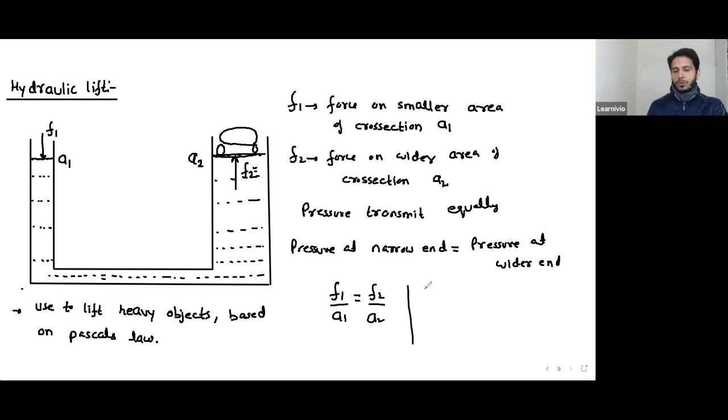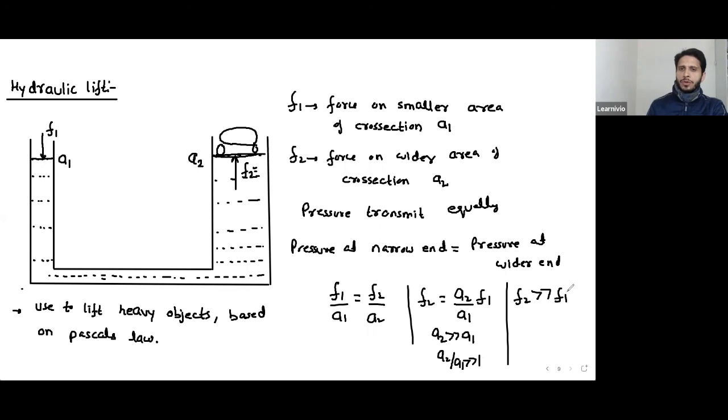If you want to calculate F2, then you can simply cross multiply here. So F2 is A2 by A1 into F1. Now, since A2 is very much greater than A1, A2 by A1 is very much greater than 1. You're multiplying F1 with something which is much greater than 1. That simply means that F2 is much greater than F1. This is how a hydraulic lift works. We apply a very small force here. When this force is transmitted here, it gets magnified. This is the working of a hydraulic lift.